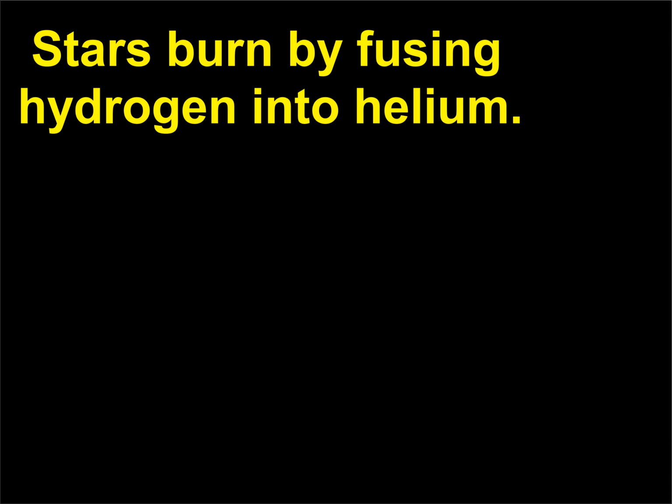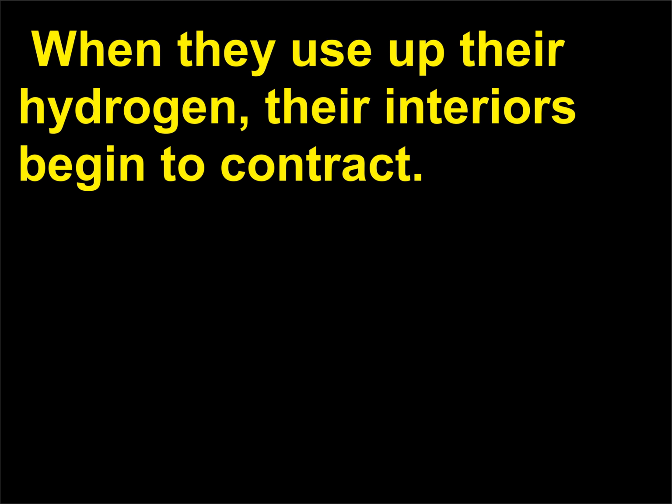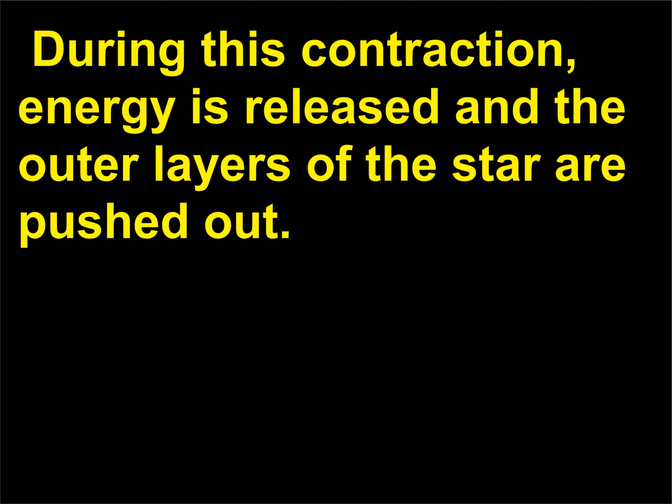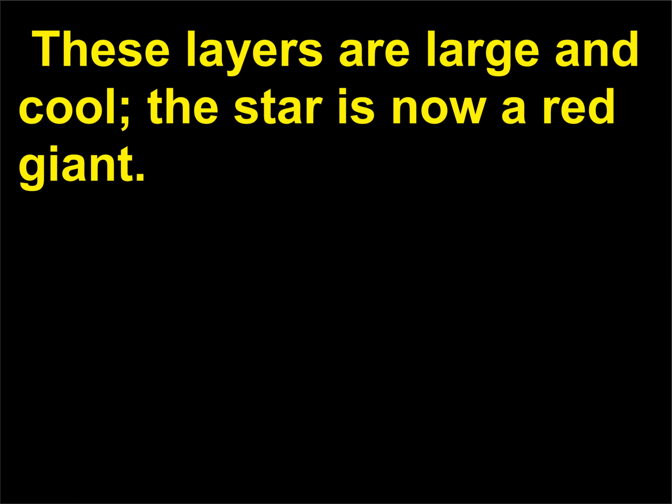Stars burn by fusing hydrogen into helium. When they use up their hydrogen, their interiors begin to contract. During this contraction, energy is released and the outer layers of the star are pushed out. These layers are large and cool. The star is now a red giant.